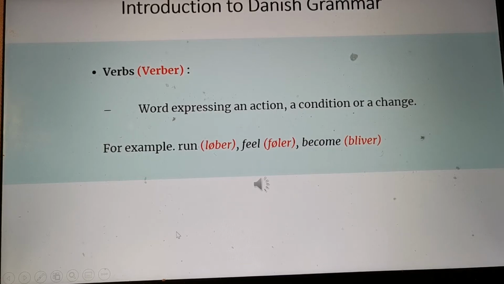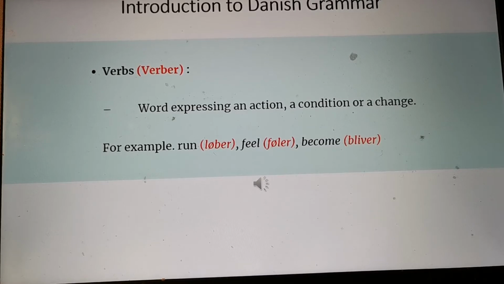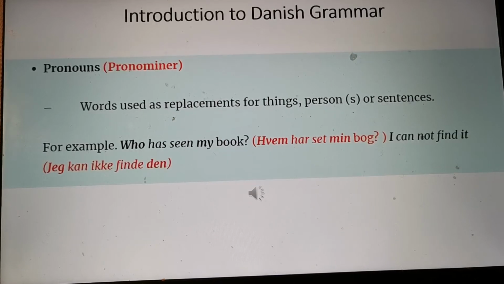Now we get into the introduction to verbs. In Danish referred to as verber, a verb can be described as a word expressing an action, a condition or a change. For example, run, løber, feel, føler, become, bliver.